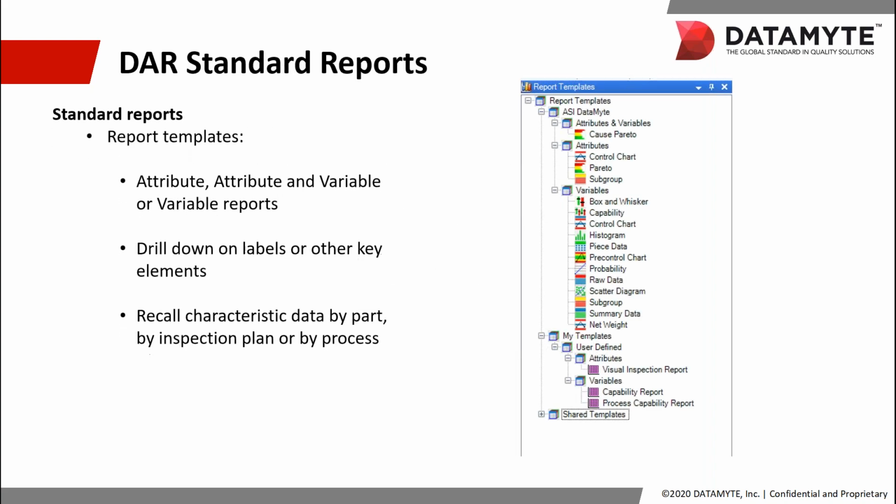DAR offers templates for analysis, which include variable report templates such as histogram, control chart, and capability report. Our attribute report templates offer the control chart, Pareto, and subgroup report. Both attribute and variable data collection use the cause Pareto for root cause analysis.